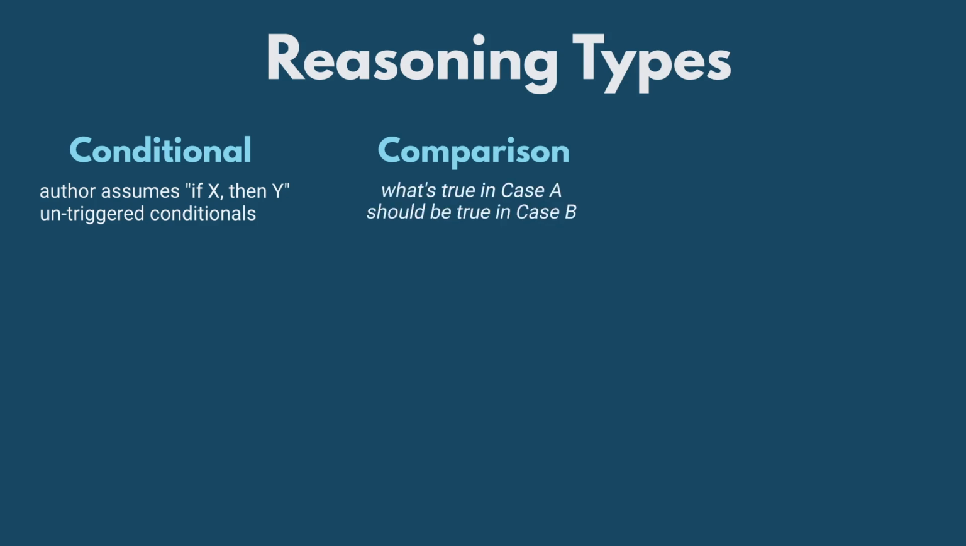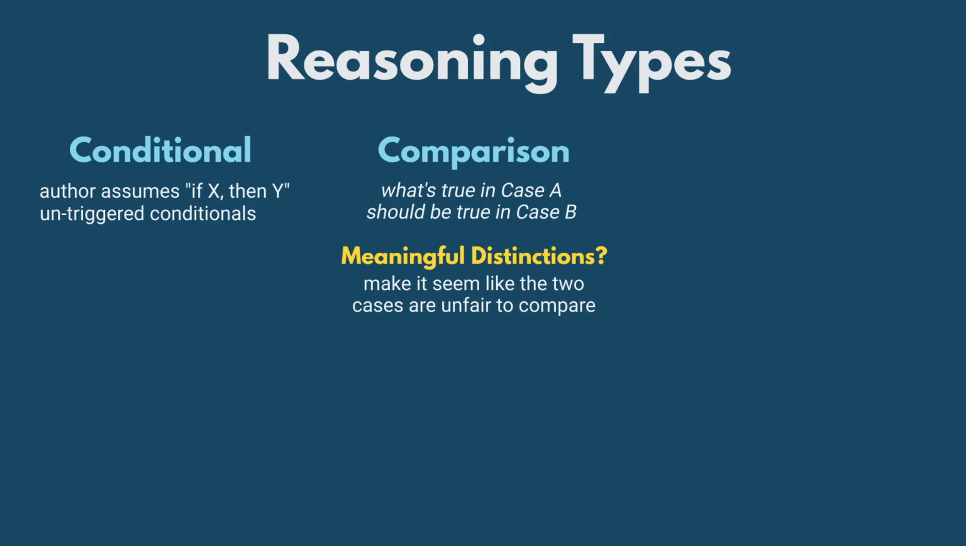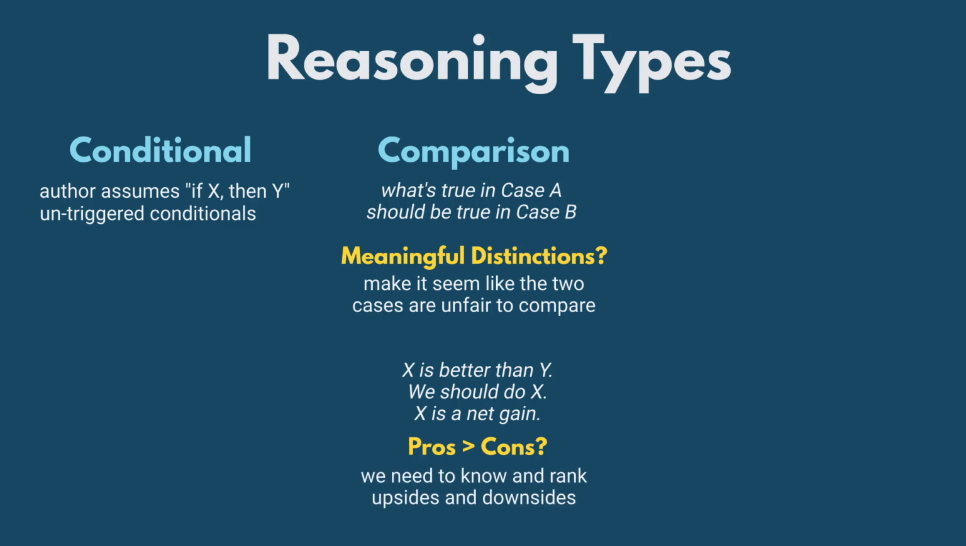Comparative arguments are often dealing with analogies or similarities, like what's true in A would be true in B. So you fight it by saying, no, those two cases aren't fair to compare. There's some meaningful distinction. Or they compare things by saying you'd be better off doing X than not doing X, or X is better than Y. And at that point, we want to analyze the pros and cons. Do the upsides of X really outweigh the downsides?